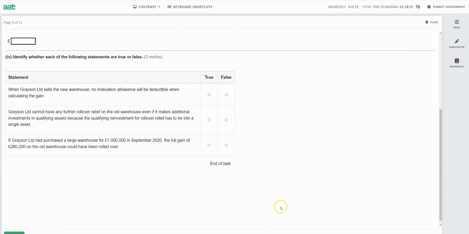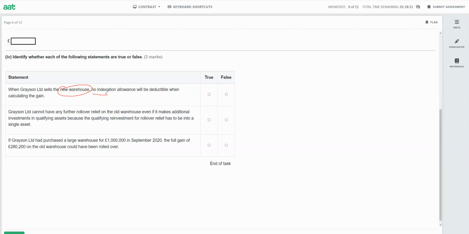And for the next section, we have a true and false question. So let's try to do it. Here it says, when Garrison Limited sell the new warehouse, no indexation allowance will be deductible when calculating the gain. So far we know the companies are allowed to deduct the indexation allowance to reduce the gain so that they can remove the inflation. But they are saying when they sell the new warehouse, they will not be able to claim the indexation. And why is that? Is it true or false?